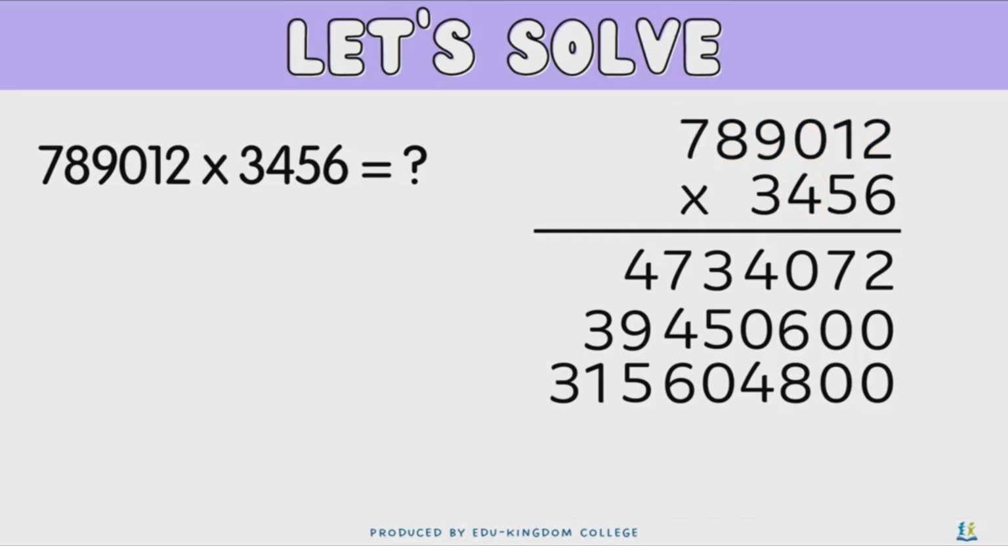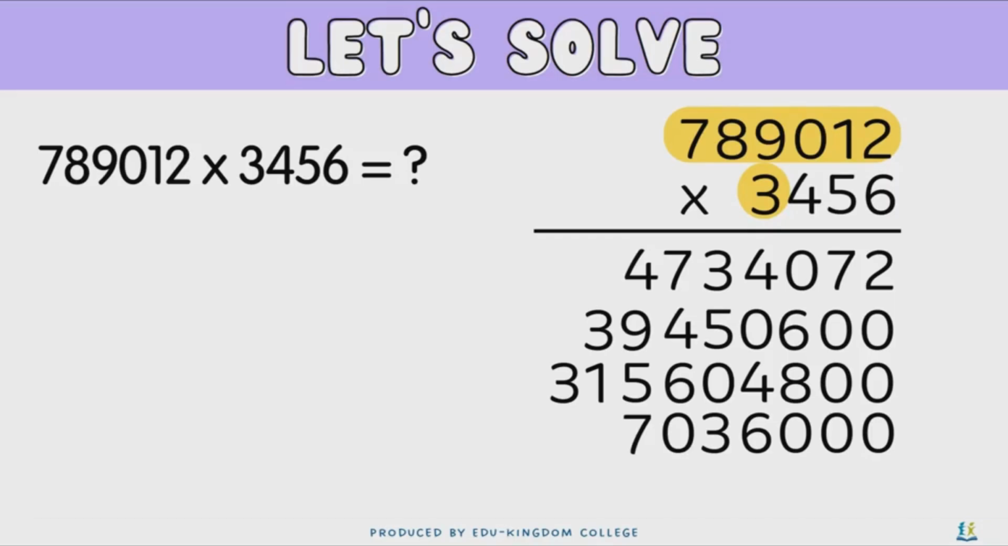Lastly, we move on to the 3. Since 3 is represented as 3,000, I need to add 3 zeros. And then 3 times 2 gives me 6. 3 times 1 gives me 3. 3 times 0 gives me 0. 9 times 3 gives me 27, carry over the 2. 8 times 3 gives me 24, plus the 2 gives me 26, carry over the 2. 7 times 3 gives me 21, plus 2 gives me 23.